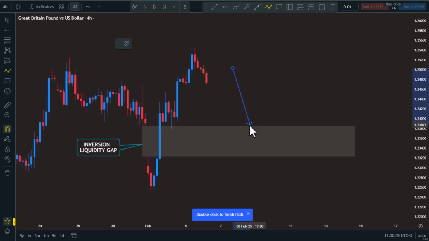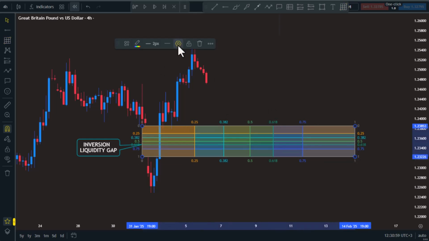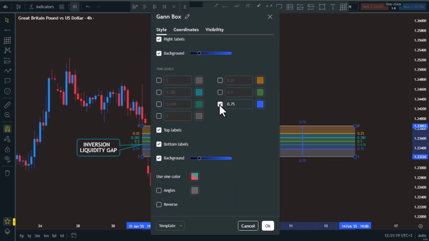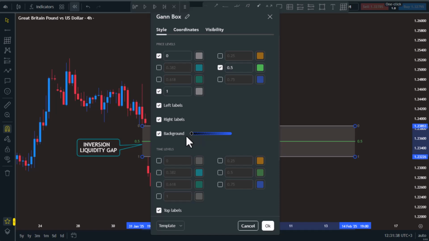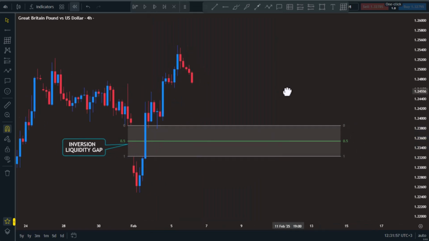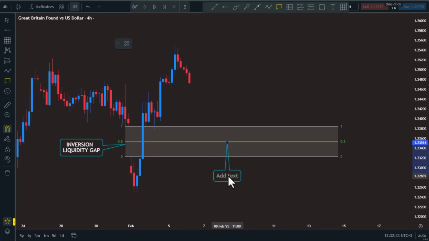Let's talk about how you can spot this on your own charts. First, look for a sharp price move that leaves a gap, up or down, it doesn't matter. Then watch for the reversal that fills that gap. The key is the structure break. Did the price smash through a previous high or low? Finally, keep an eye on that retracement to the equilibrium. If the price bounces or holds there, you've got yourself an inversion liquidity gap setup.